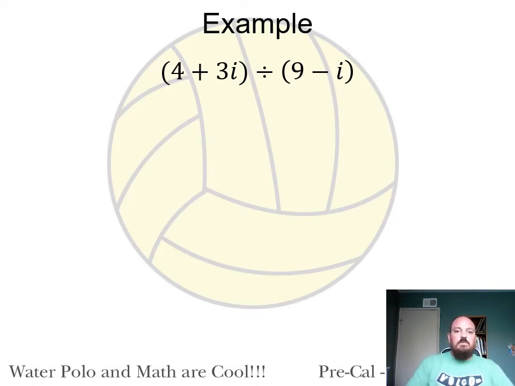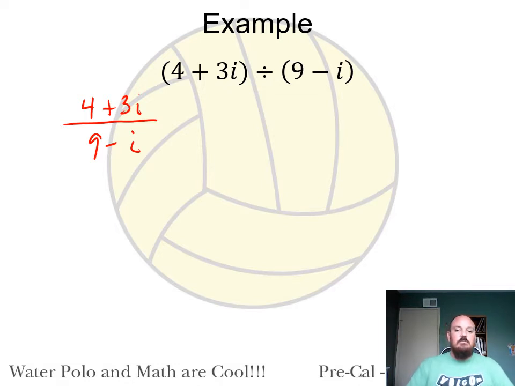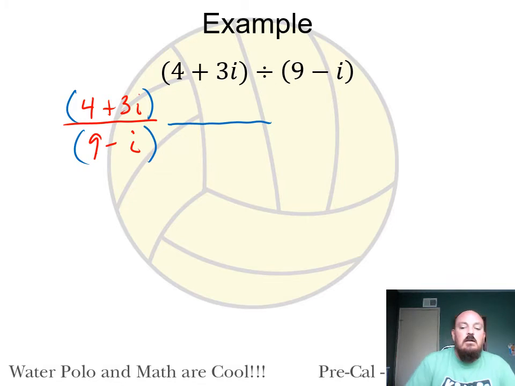So we have a division problem here, 4 plus 3i divided by 9 minus i. And I said, before anything else, just write it as a fraction. So instead of divided by, I'm going to write it as 4 plus 3i over 9 minus i. Now then I said, what we're going to do is multiply top and bottom, put all this in parentheses, by the conjugate of the bottom. Remember, we want the bottom to turn into a real number, not the top. So what I'm going to multiply is 9 plus i.